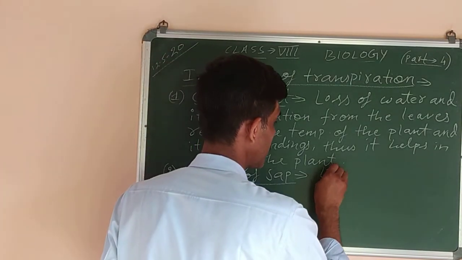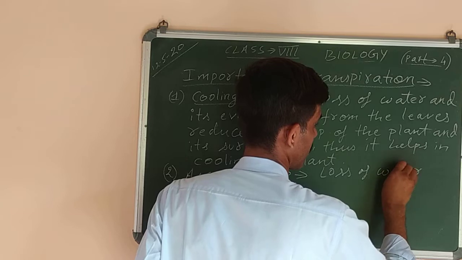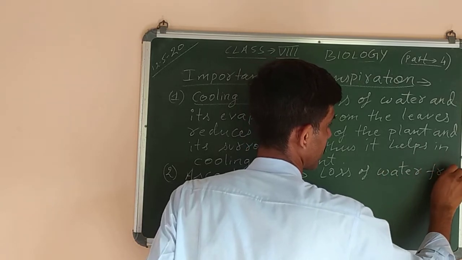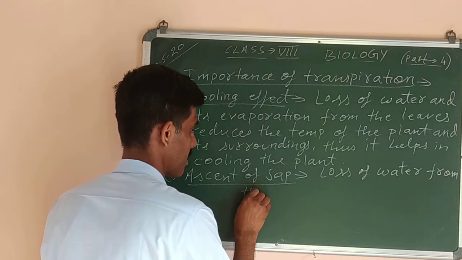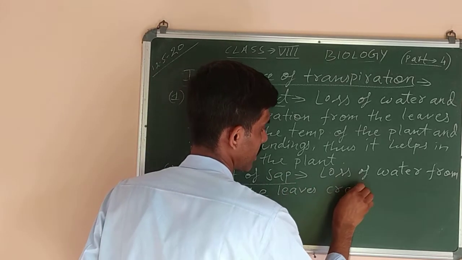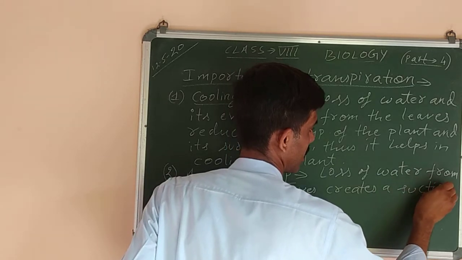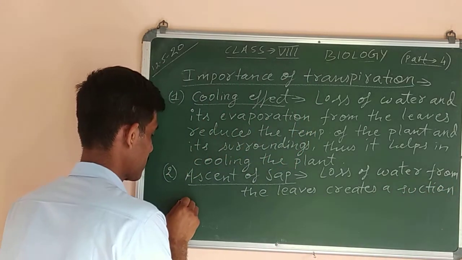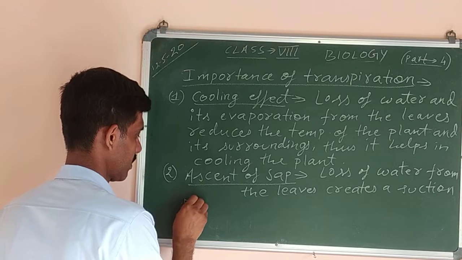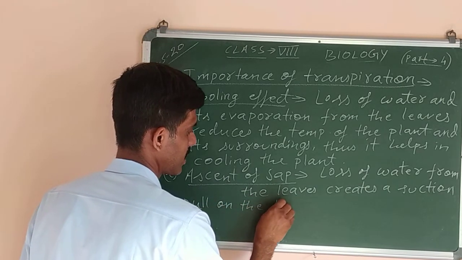So points you can write: loss of water from the leaves creates a suction pull or suction pressure on the leaf cells.